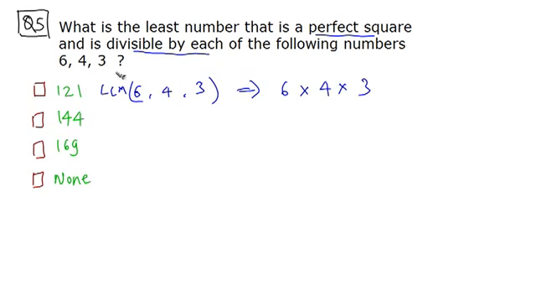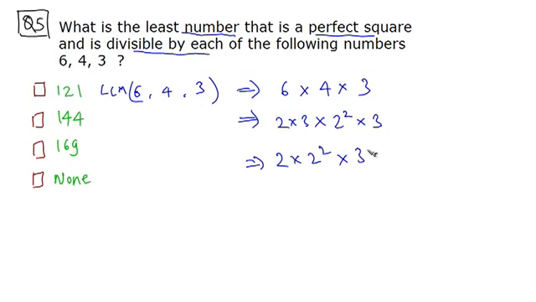Now this is the LCM of these three numbers, but the question is not asking the LCM. It is asking you to find the least number that is a perfect square, and this number should be divisible by the LCM of these three numbers. Now what we can do to simplify things here, we can break this down into squares. Like we can break 6 down into 2 into 3. We can write 4 as 2 square and this 3 as it is. Now we have here 2 into 2 square into these 3. When we combine them, we have 3 square.